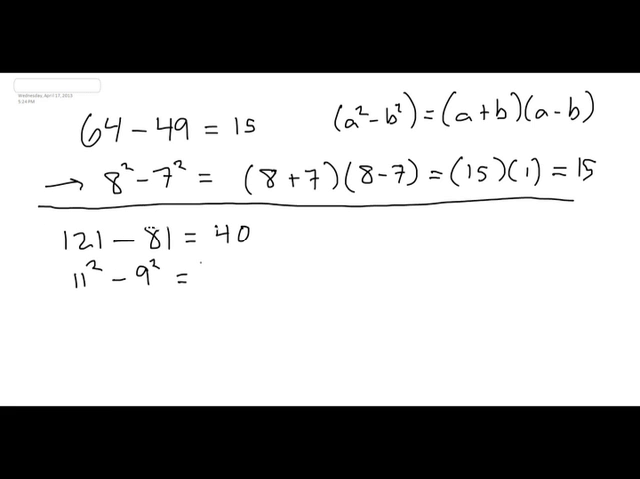So now let's apply the difference of squares formula. This is going to be 11 plus 9 multiplied by 11 subtract 9. And let's show that this must equal 40. So 11 plus 9 is 20, and 11 subtract 9 is 2. 20 times 2 is exactly 40. So we can see that not only will this work for numbers, but shortly we're going to see that this will work for algebraic expressions as well.